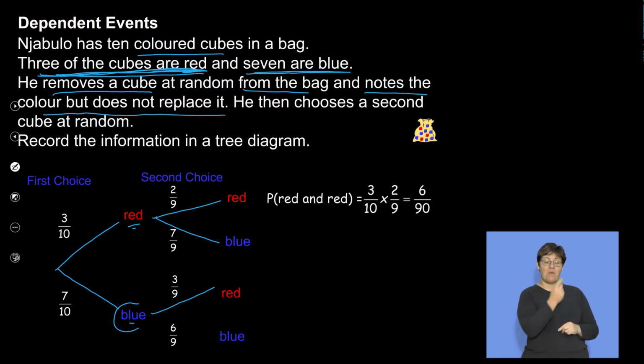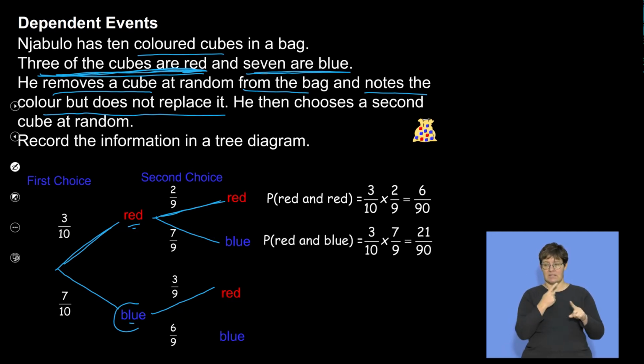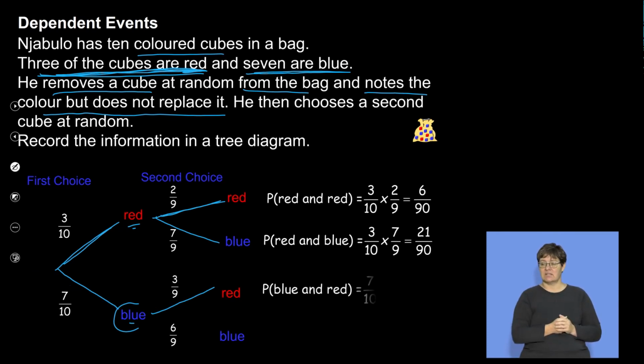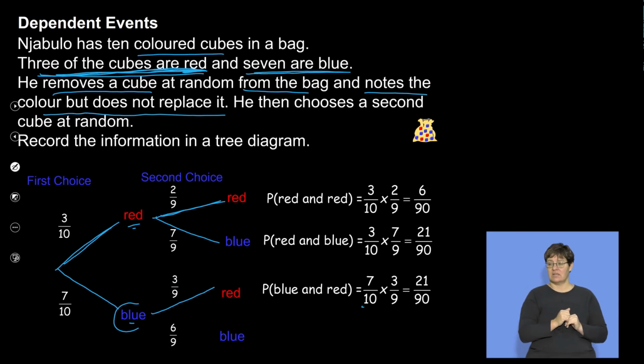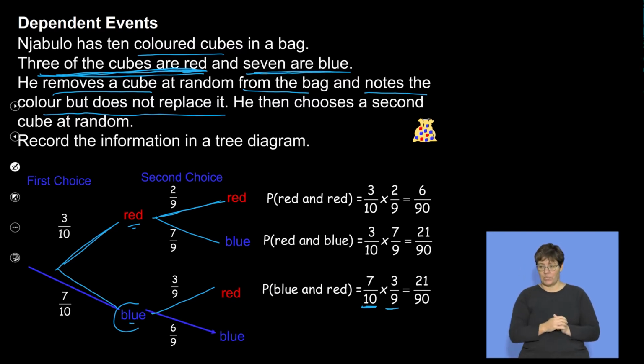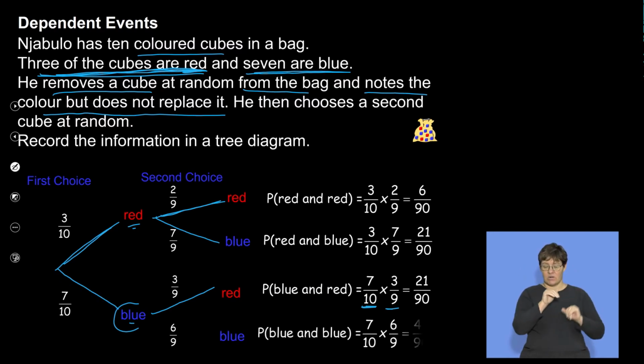The probability of getting red, you just multiply that branch and multiply that branch, which is what? 3 out of 10 times 2 out of 9. Similarly, blue, red, multiply together. And what about blue, red again? It is still blue-red, which is 7 out of 10 times 3 out of 9. We multiply, you get 21 over 90. The probability of getting blue, that is the line, and this is what you get all together.